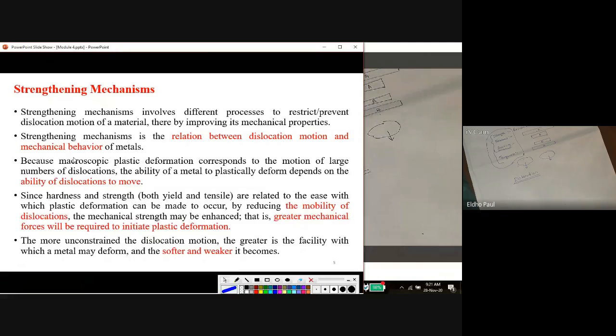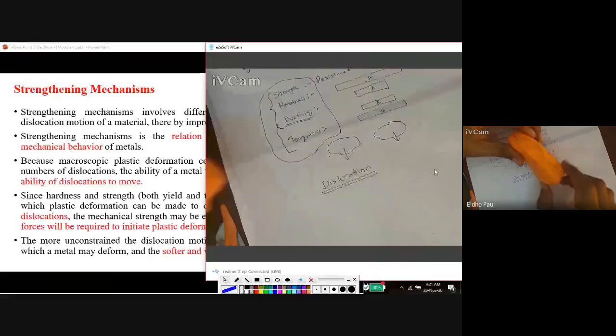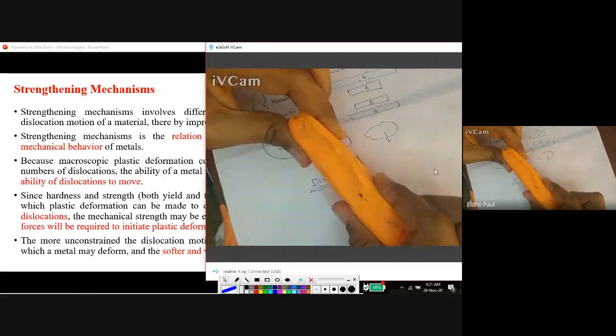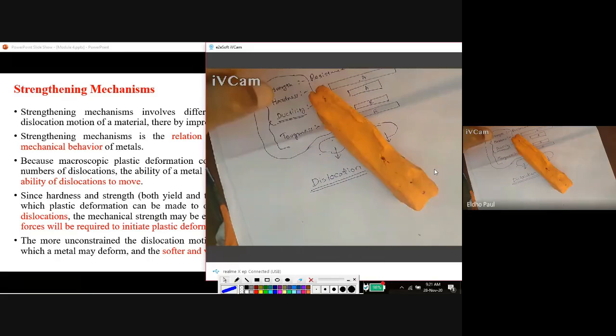Because macroscopic plastic deformation corresponds to the motion of a large number of dislocations, the ability of the metal to plastically deform depends upon the ability of the dislocations to move. When I apply a force on this material, the material plastically deforms. We can see the material is plastically deformed.